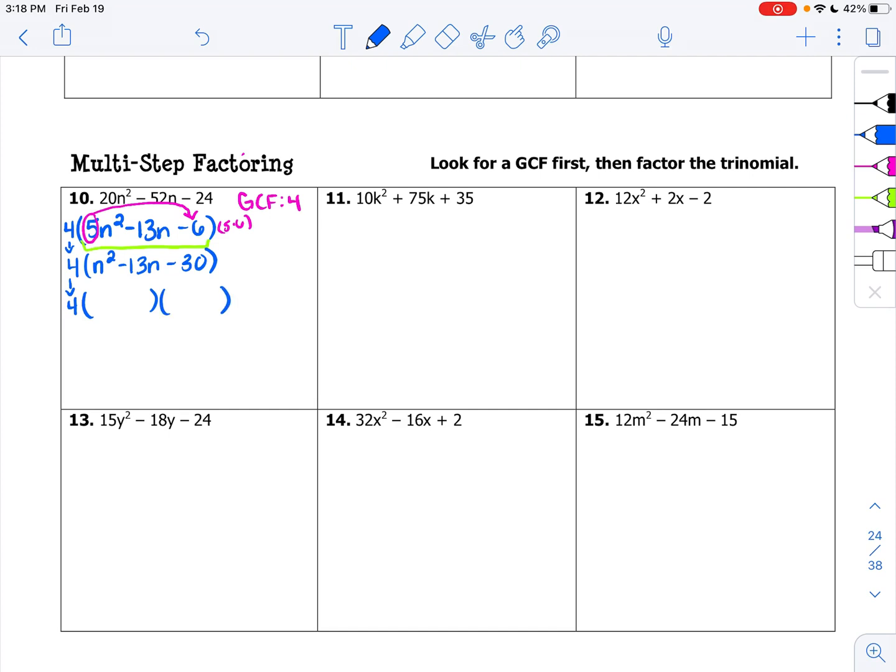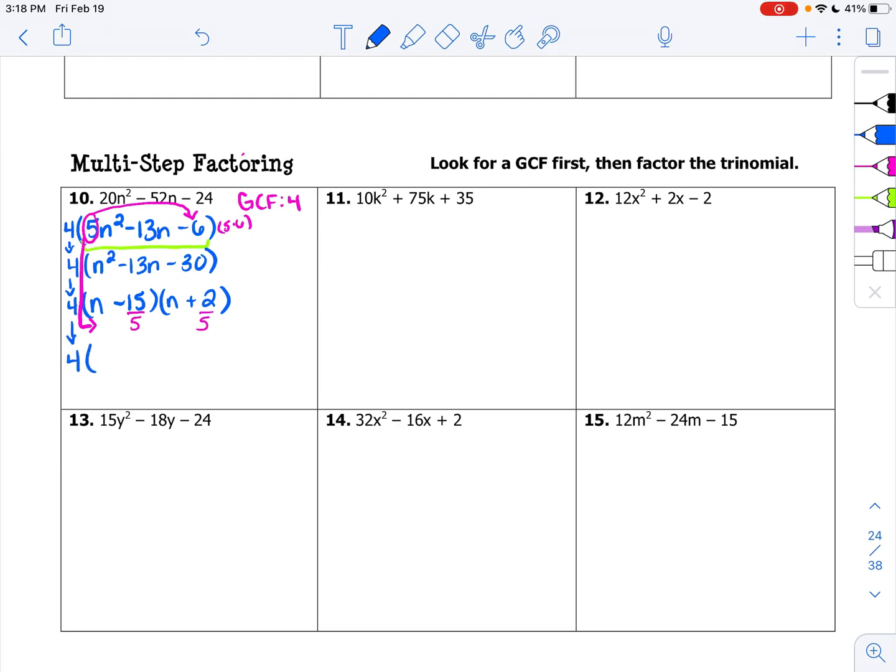When we factor this as a basic trinomial, the square root of n squared is n. Then I need two numbers that multiply to give me negative 30 and combine to give me negative 13. That would be negative 15 and positive 2. Next, I take that a and slide it back down underneath my factors, so dividing them both by 5. And sliding that a back down tends to be the step that's forgotten the most, so don't forget to do it. Bring down your GCF of 4.